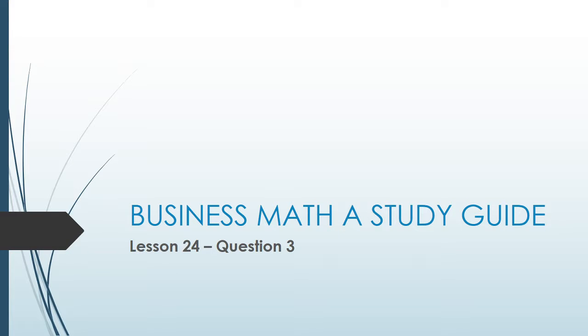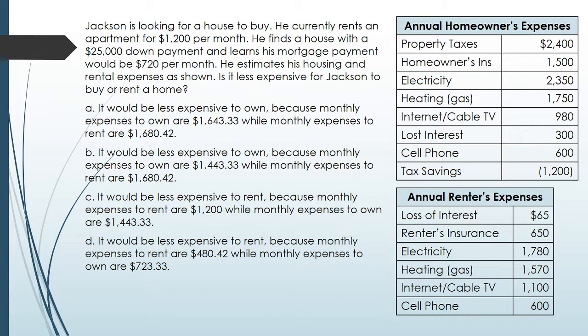This recording will go over Lesson 24, Question 3 of the Business Math A Study Guide. The question says, Jackson is looking for a house to buy. He currently rents an apartment for $1,200 per month. He finds a house with $25,000 down payment and learns his mortgage payment would be $720 per month.